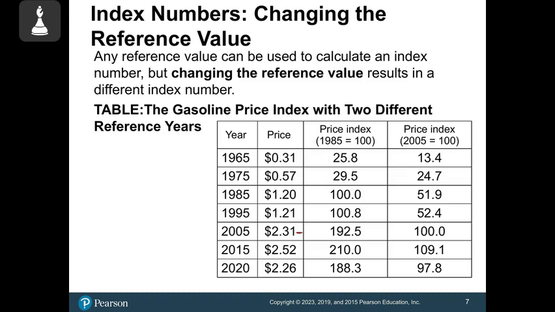So 31 cents was divided by 2.31 times 100 gives 13.4. I could take every single one of these divided by $2.31 times it by 100, and then you should get the price index over here for a reference value of 2005.